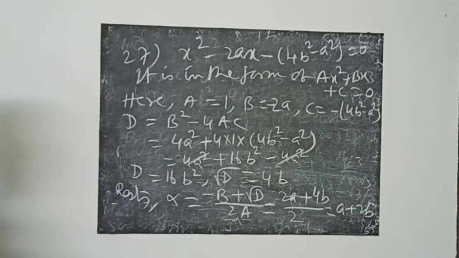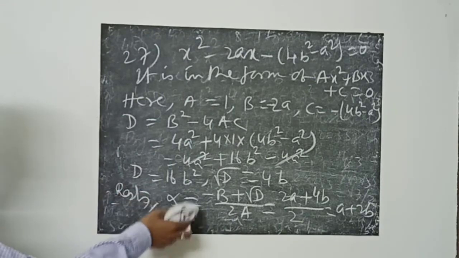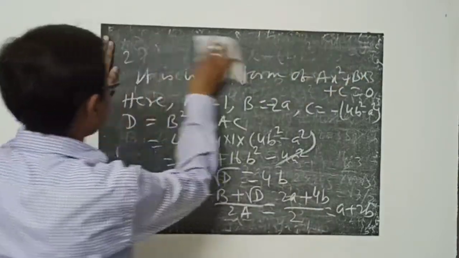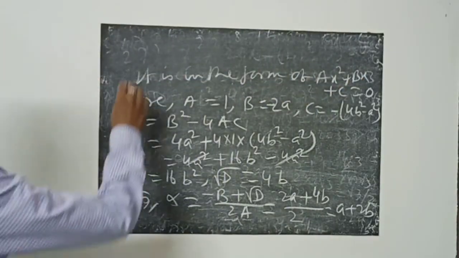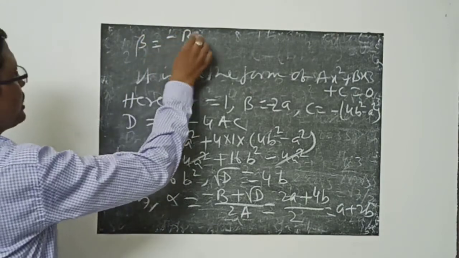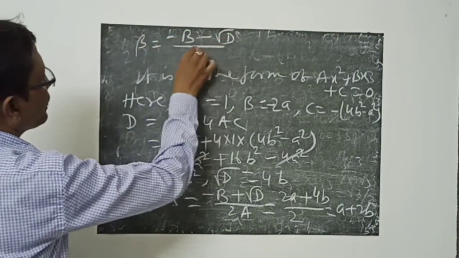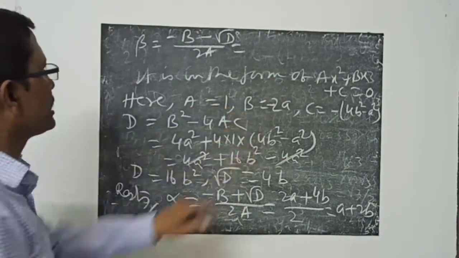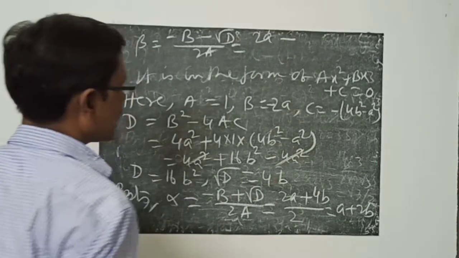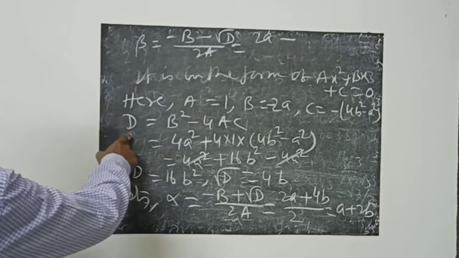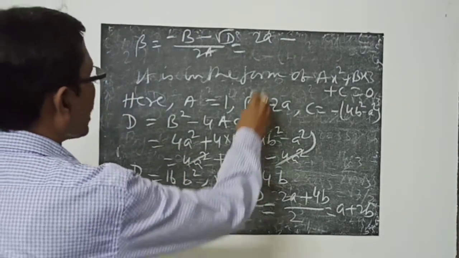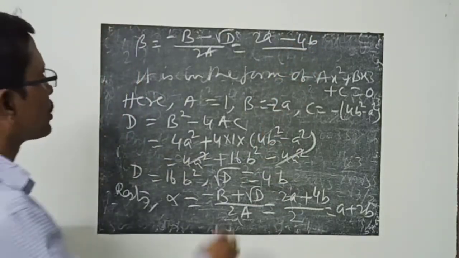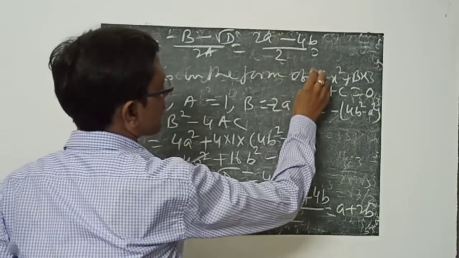Second root, that is beta. Beta equal to minus B minus root D by 2A. So again it will be minus B, means plus 2a, minus root D, means what you have, 4b. So minus 4b divided by 2A, means ultimately you got 2 into 1, 2. Again it will be cancelled by 2.